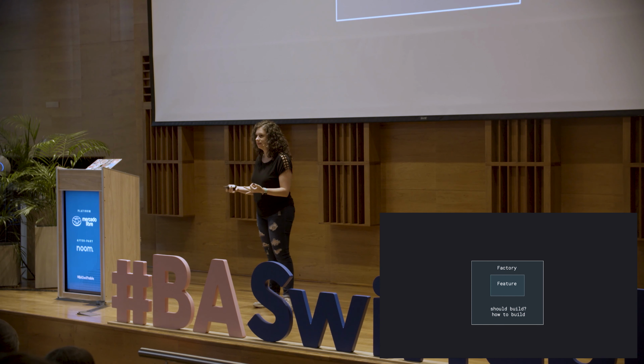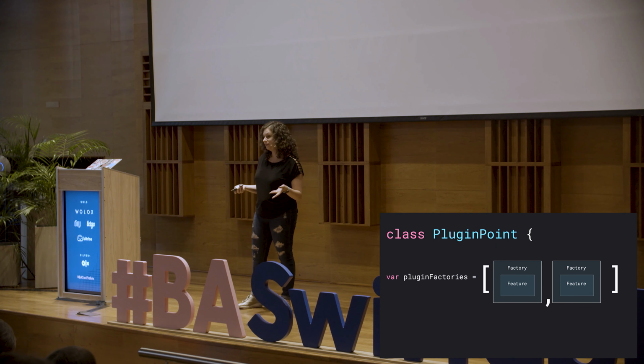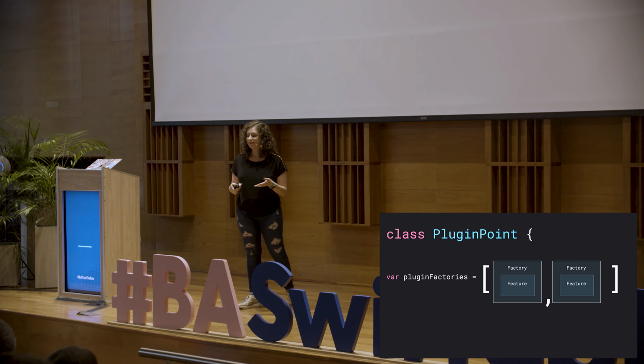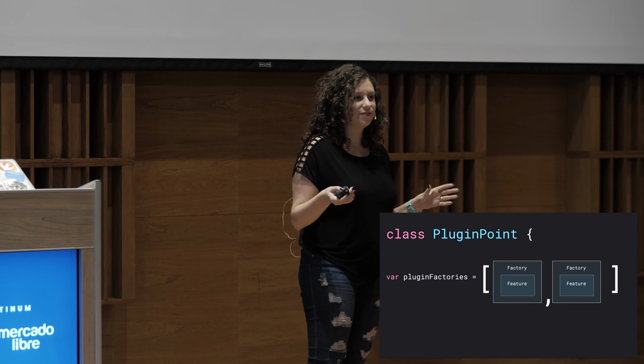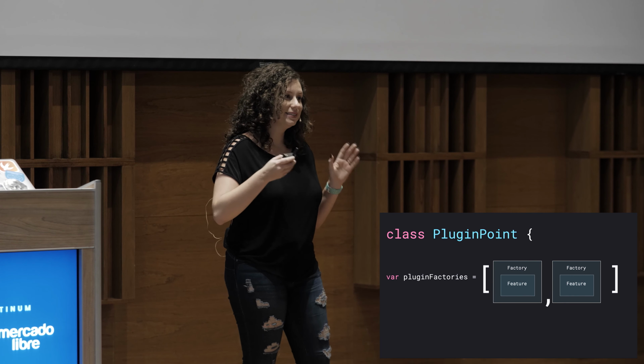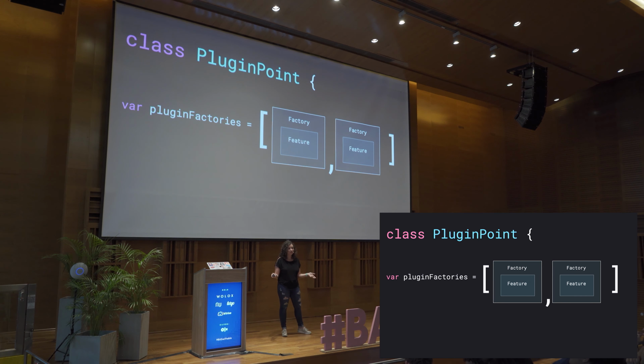So imagine we have a feature, and we have the factory. The feature is not inside the factory, but the factory tells you how to build the feature. And it asks, should I build this, and how to build this? That's a factory. But we do have this plugin point that is going to have an array of plugin factories. And if we have an array of plugin factories, now we have one single point that knows about all the features and can iterate through them and knows which one to build or not.